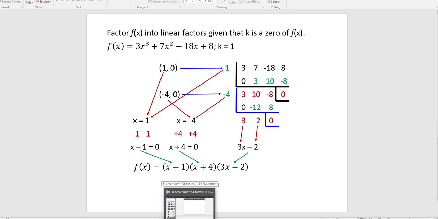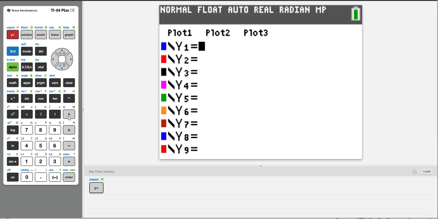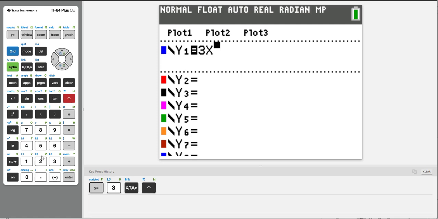Now to begin using the TI-84. Press Y equals. Type in 3x. Press the caret key. Press 3, right arrow, plus 7x.